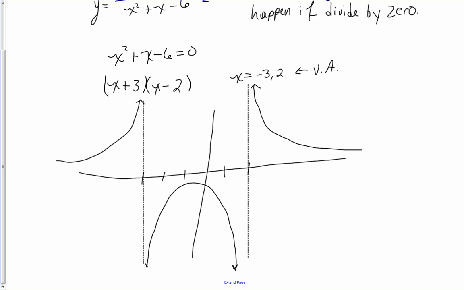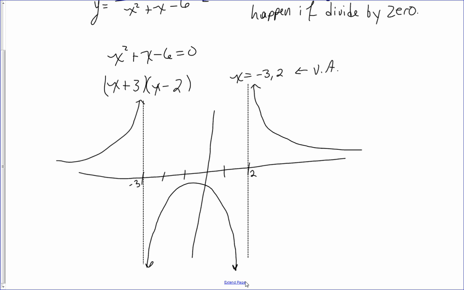As you can see, we have 2 vertical asymptotes, one at x equals 2, one at x equals negative 3, and our graph will approach it on all 4 of these spots. It will approach our asymptote, but it will never, ever cross it. That's the important thing to remember with vertical asymptotes, is they'll never, ever get crossed.